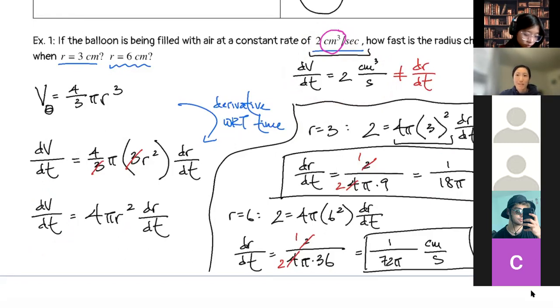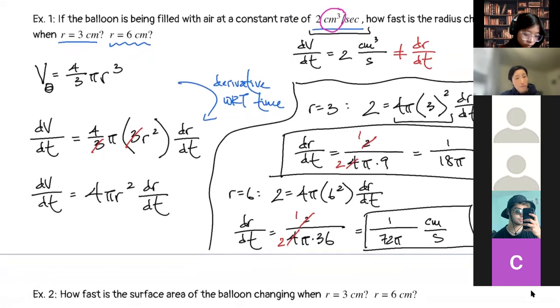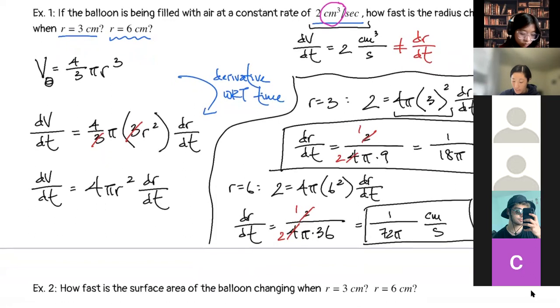All right, let's take a look at the surface area of the balloon. So this question was about the volume changing, and then we wanted to know how the radius changed. Now, question 2, though, is saying how fast is the surface area of the balloon changing when r equals 3 and r equals 6.